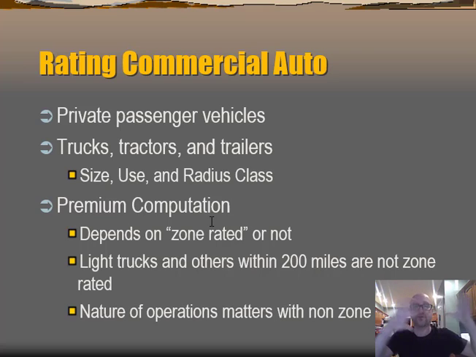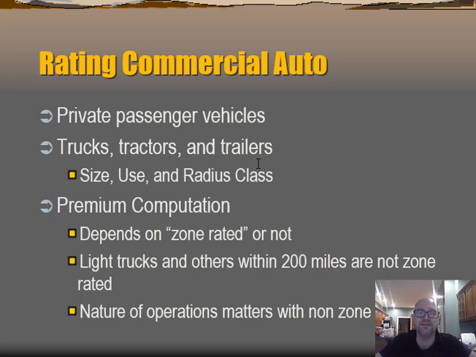When we rate overall commercial auto, so not the garage keeper, now we're talking about all commercial auto. What we have here is you've got one rate for private passenger vehicles. You've got another rate for trucks, tractors, and trailers, and it gets more specific here. Now we want to know how big they are, how often are you driving them, and then how far. The radius class is, well, how much driving are you doing? That's obviously a big factor. The more driving you do, the more accidents you would expect. So part of that is use. How frequently are you doing this? But the other part is how far you're going, and that's the radius class. So we're going to rate for those three factors.